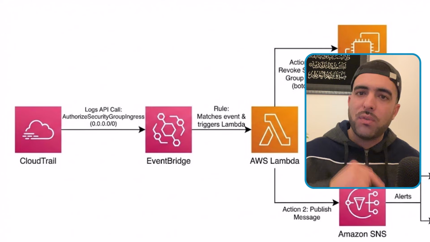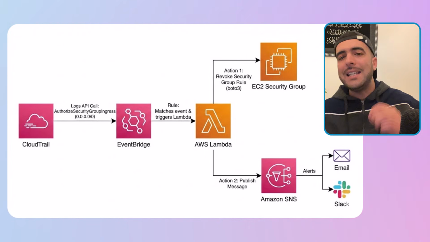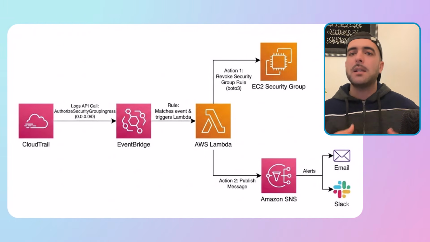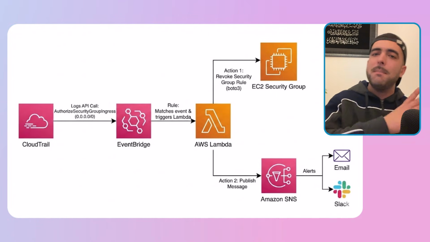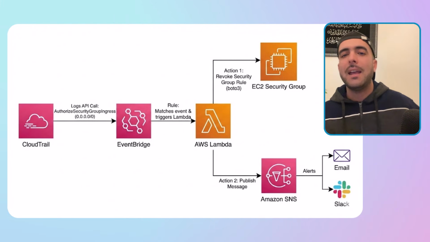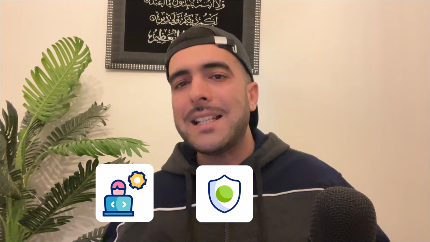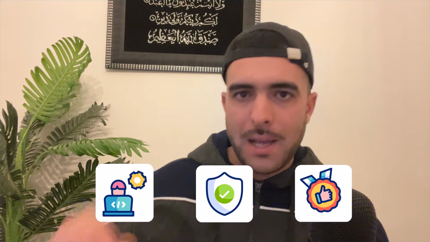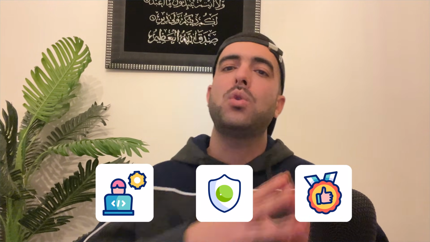Now this Lambda function does two things. First, it finds that security group and deletes the bad rule. And second, it publishes a message to an SNS topic that sends an email to the security team and to the person responsible for this incident. So this project shows that you can write automation scripts and that you are proactively thinking about security compliance. Keep in mind, this would be a huge benefit to your portfolio.